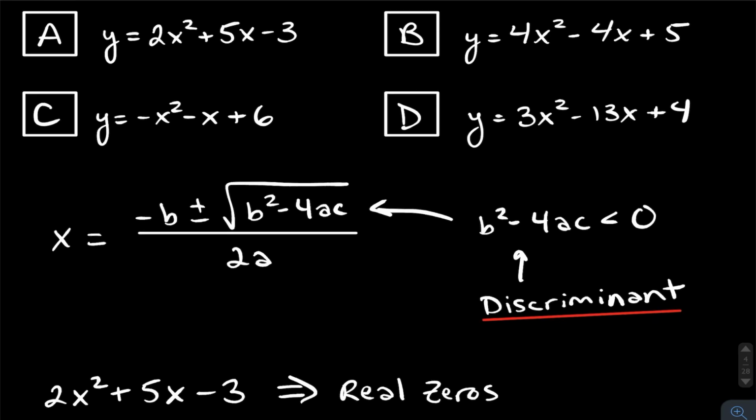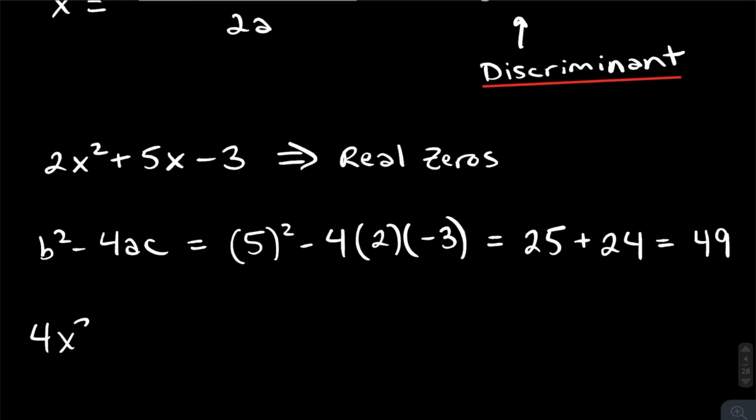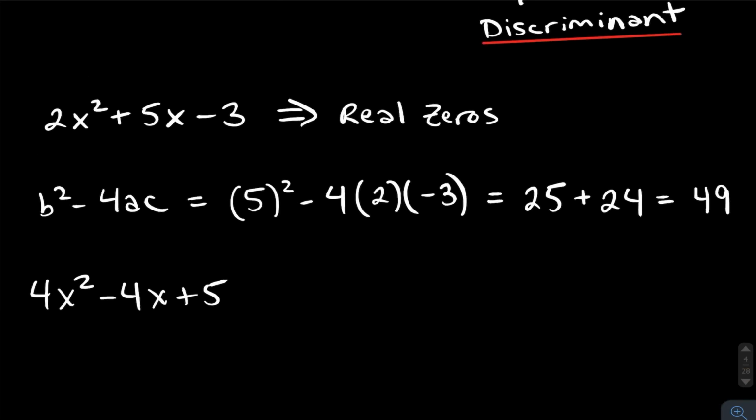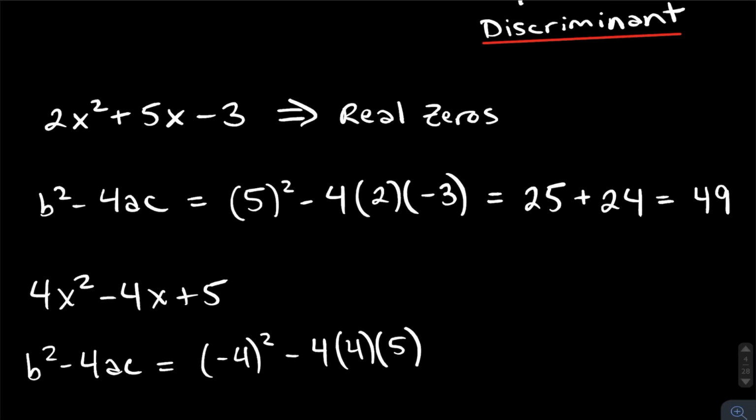We get 4x squared minus 4x plus 5. Well, let's use the discriminant again. We get that b squared minus 4ac is going to be, our b is negative 4. We square that. We then subtract 4 times a, which is 4, times c, which is 5. And that gives us a negative 4 squared, which is 16. Then we have 4 times 4 here, which is 16.